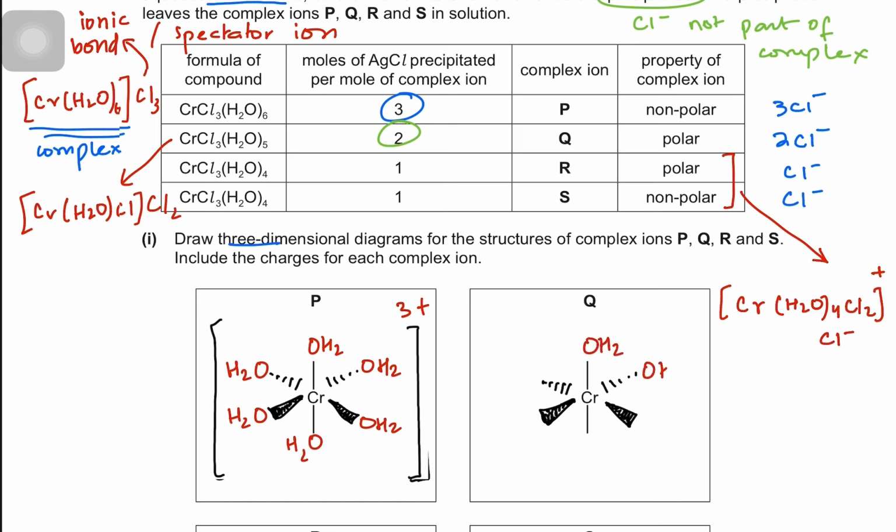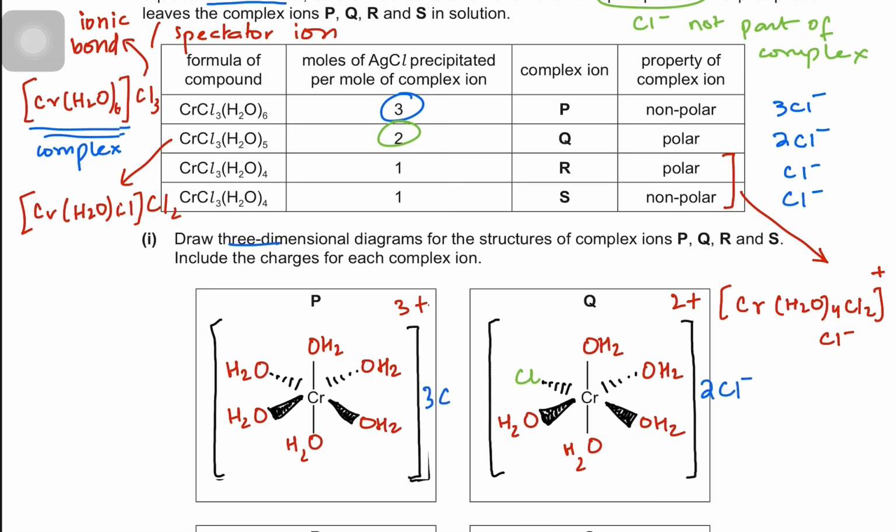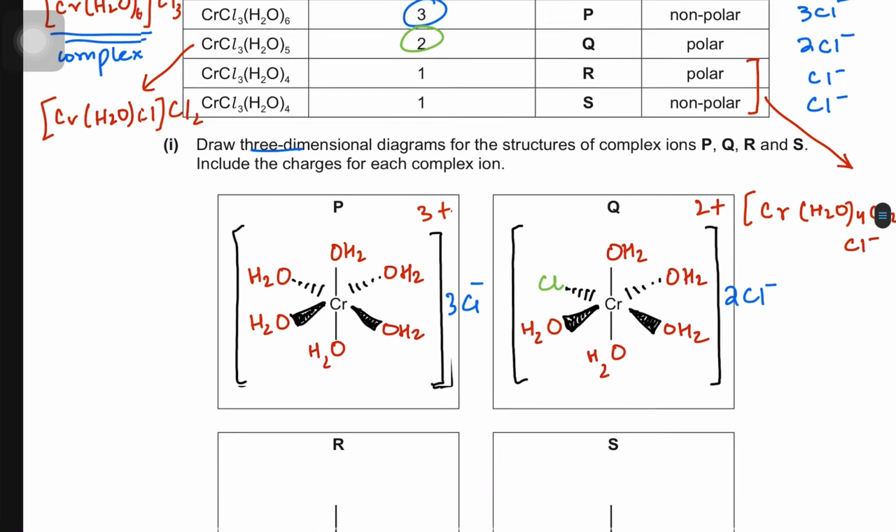To draw structure Q, there are 5 water ligands and there is 1 chloride ligand. Overall, you then place the square bracket and then you place the charge on it. Remember the fact, 2 chlorides outside means there's a 2 plus charge on the complex, and the 2 chlorides are just doing ionic bonding, which can be later precipitated.